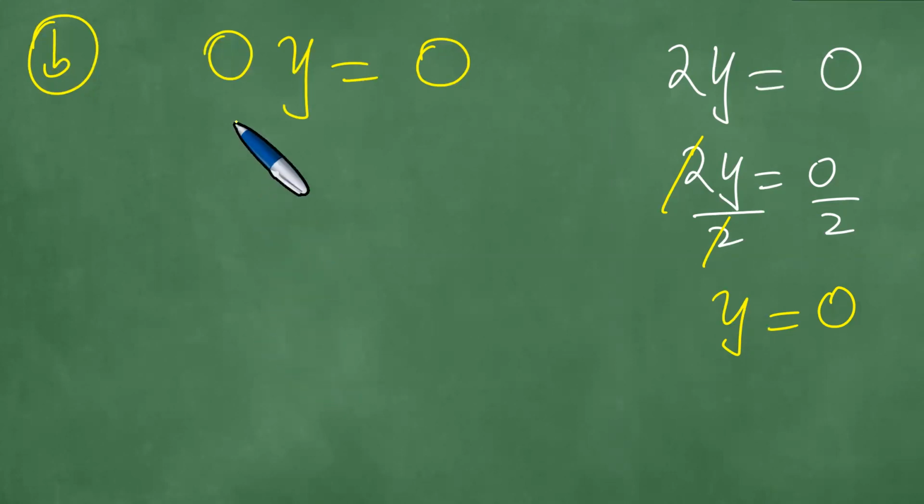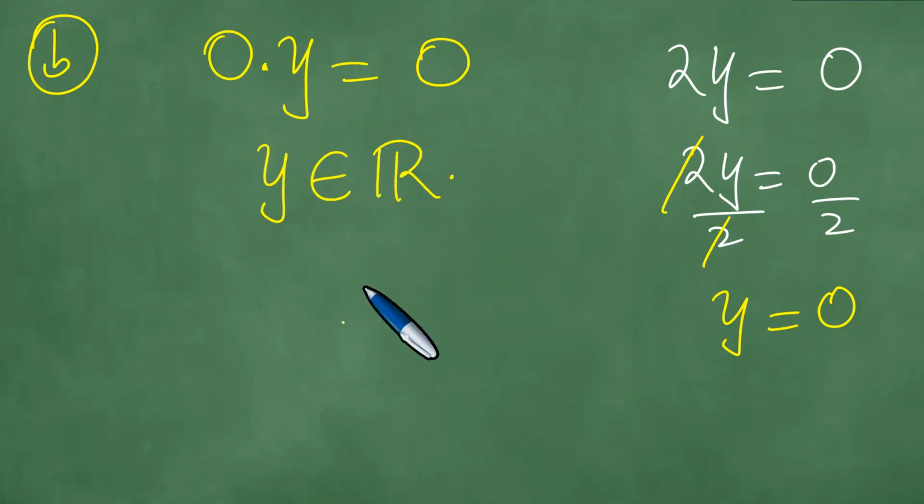We say there is a certain number y which, when multiplied by 0, equals 0. Then what is that number y? If y were the number 2, what is 0 times 2? 0. If y were 3, what is 0 times 3? 0. So it means that effectively y is an element of the real numbers. It means that y is any real number.